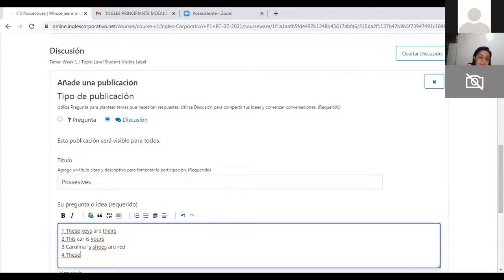I got five. Number one, this cell phone is mine. Second one, these keys are theirs. Number three, this car is yours. Number four, Carolina's shoes are red. And number five?